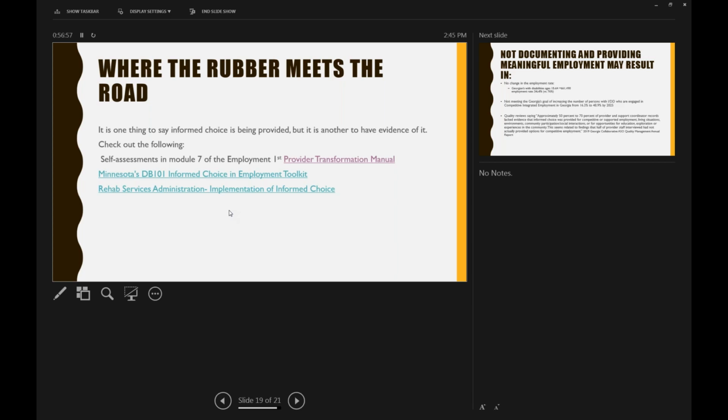And then also, even though it's a little old, the Rehabilitation Services Administration has a document from 2002 on the implementation of informed choice. Back in 1992, informed choice was written into law, and it took another 10 years for the guidance to be written. But it's a good document to show what VR programs are supposed to be doing as it relates to informed choice.